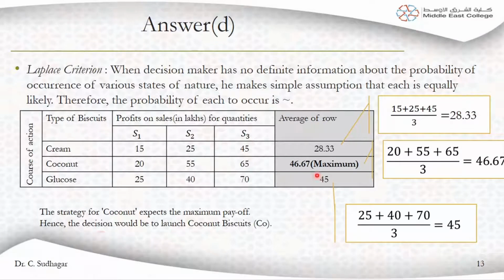So from here we choose it. If they don't give any probability in the question, just add and divide by 3. If they give four values, like 25, 45 and one more value, then divide by four. So check, it's a simple average. That is the Laplace criterion for us.